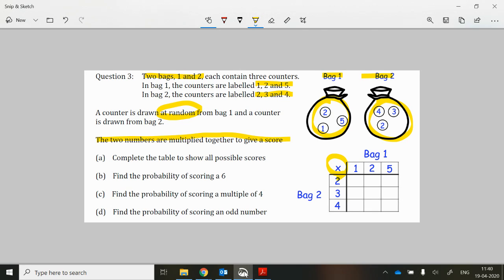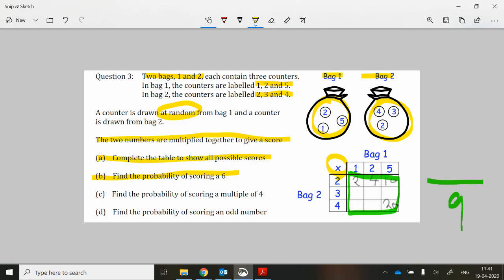Okay, so first thing it says complete the table to show all possible scores. So it's very similar to before. 1 times 2, or 2 times 1 if you like, is 2. 2 times 2 is 4. 2 times 5 is 10, and so on. And you can complete this. You should get 20 at the end. Okay, find the probability of scoring a 6. It's very similar to before. How many 6s do you have out of, in this case, you have 9 squares there. 3 times 3, so it's going to be out of 9.